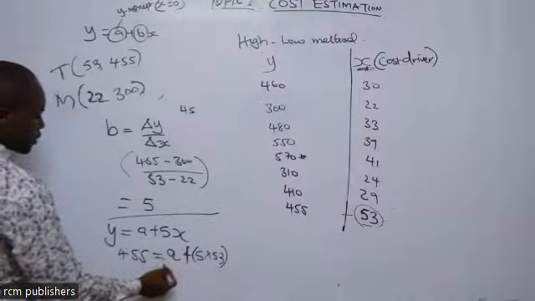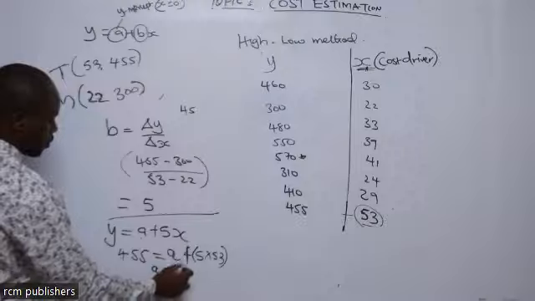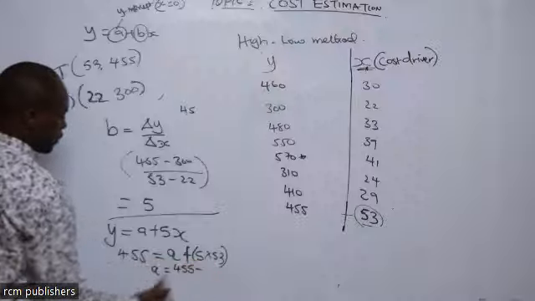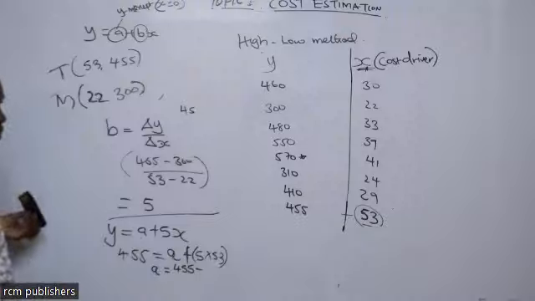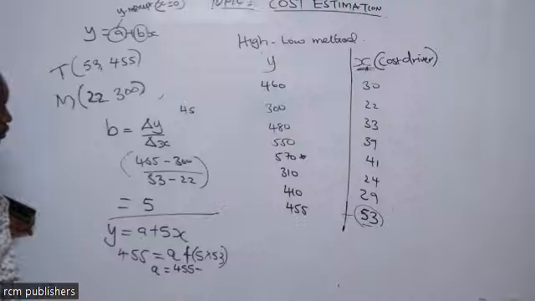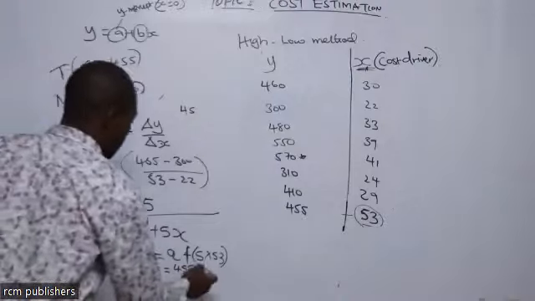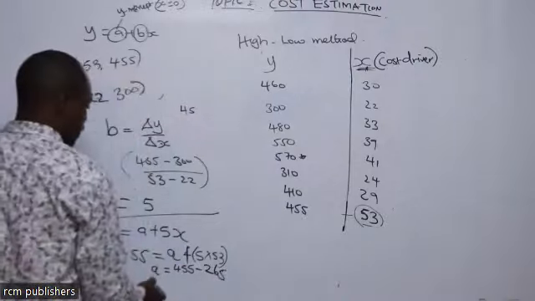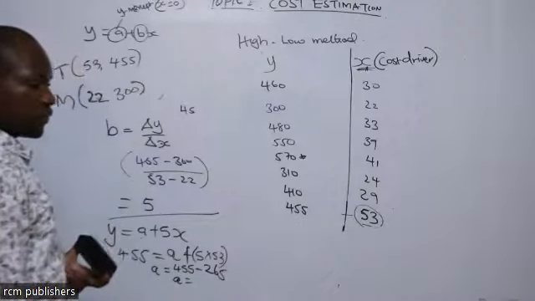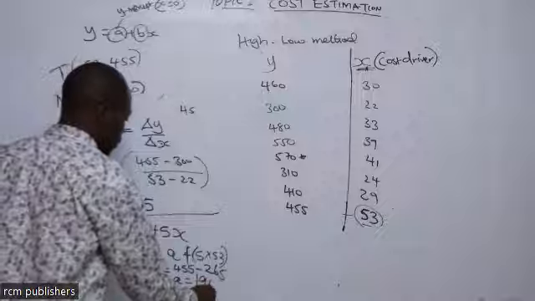So if I do all that, my A is 455 minus 5 by 53. So what will I have? 5 by 53, somebody? 265. So we have 265. So let's get the value of A. What is the value of A? 455 minus 265, 190. It's taking us back to 190.